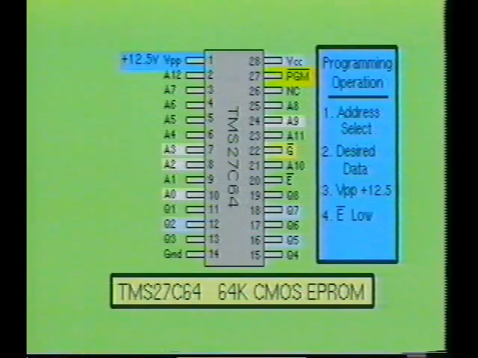Then the chip enable input, not E, is brought low. Next, the program input pin, not PGM, is pulsed low for approximately 50 milliseconds. To verify that the byte has been programmed, simply bring the output enable input, not G, low, and the programmed data should appear on Q1 through Q8 for the programmed address.